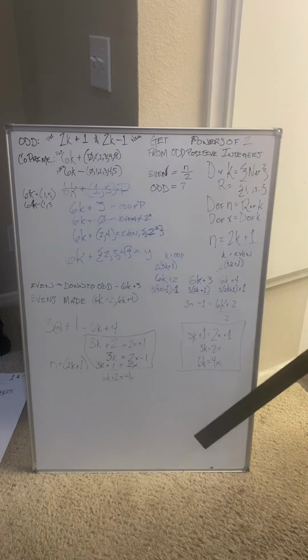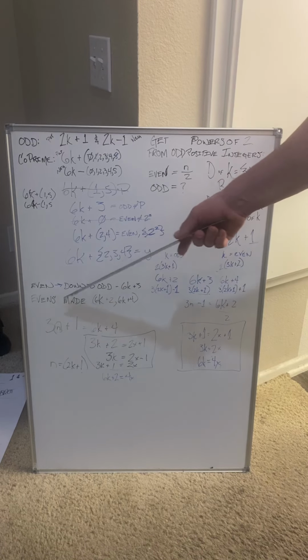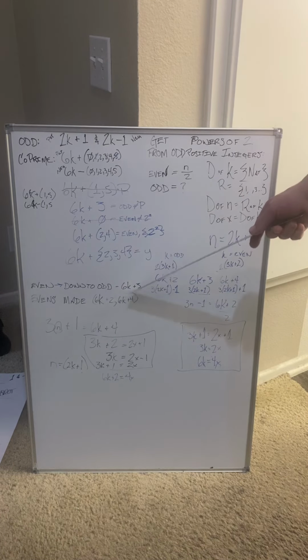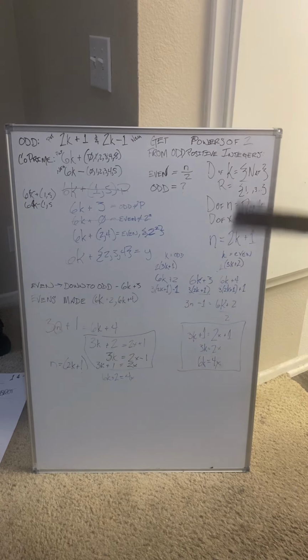All right, so now we're going to work with those, right? We want to go from even. If it goes from even down to odd, we want those odds to be of the compound form if possible, so we can work magic with multiplication. And evens are going to be made of these two, and we want to find powers of 2 in there.